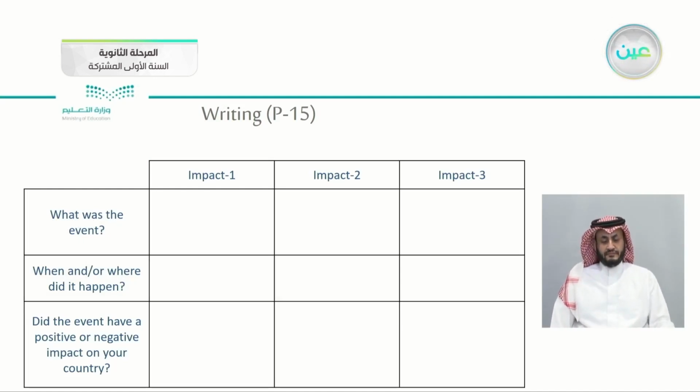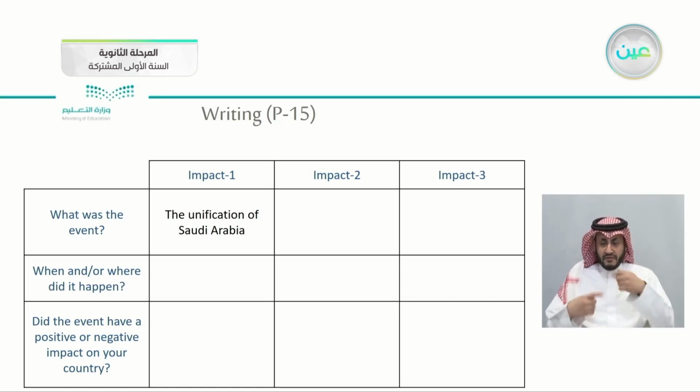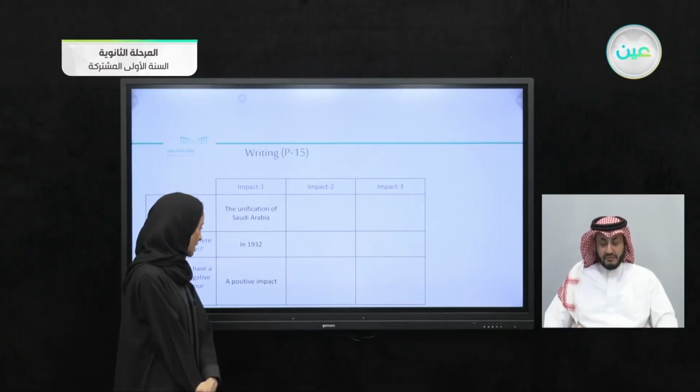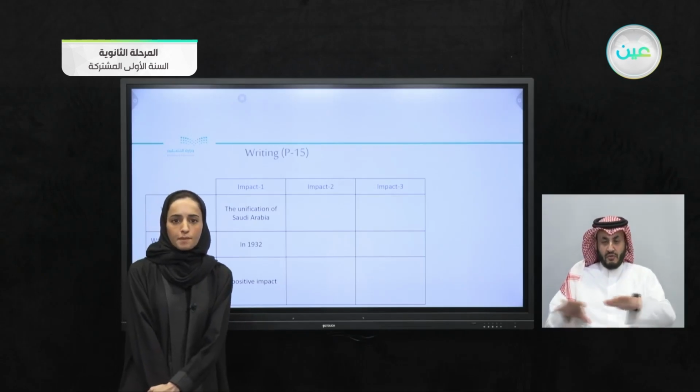What was the event? For me, the impact number one, I would say the unification of Saudi Arabia. I would love to speak about it. Then, when or where did it happen? The date, time, in 1932, September 23rd, 1932. Did the event have a positive or a negative impact on your country or on you? The unification, one country, so it has a positive impact on us.